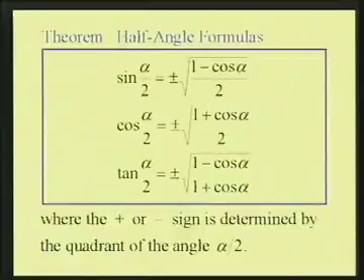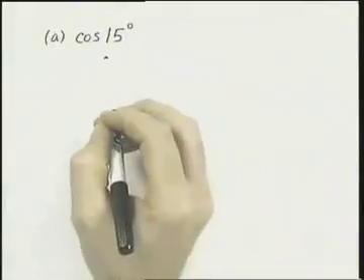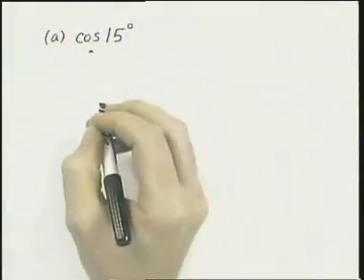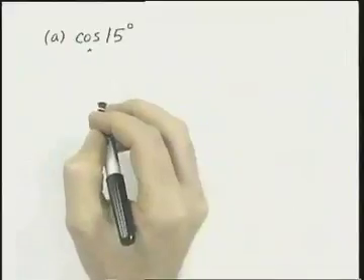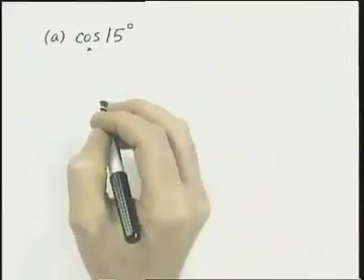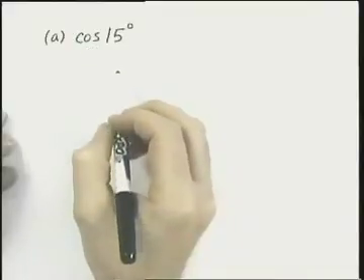If I take the square root of both sides of those expressions, I get the half angle formulas. Notice that we have a plus or minus in front of the radical. We use the plus or minus sign depending upon the quadrant in which the angle alpha over 2 has its terminal side. So let's do an example where we use the half angle formulas to find the exact value of a trig function. For example, we're going to find the exact value of cosine of 15 degrees.